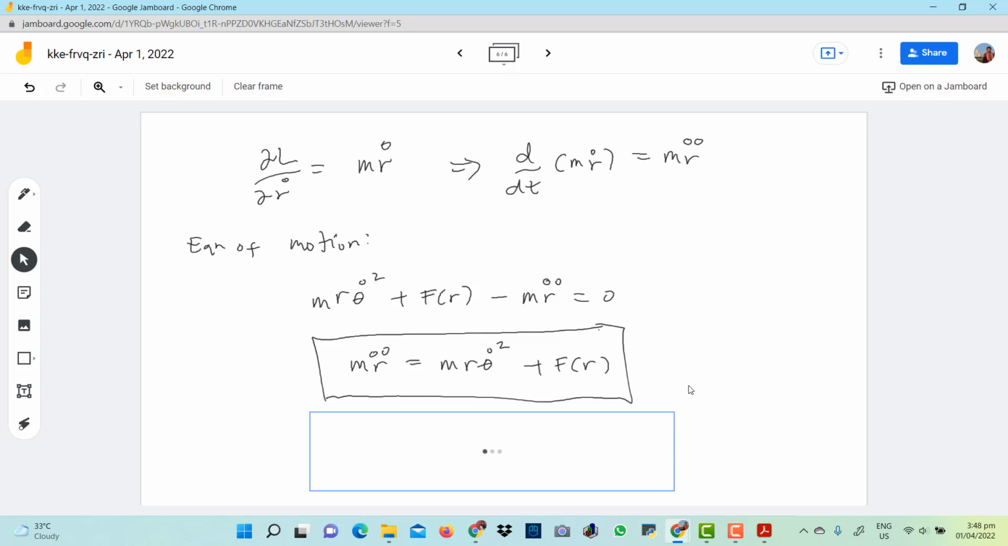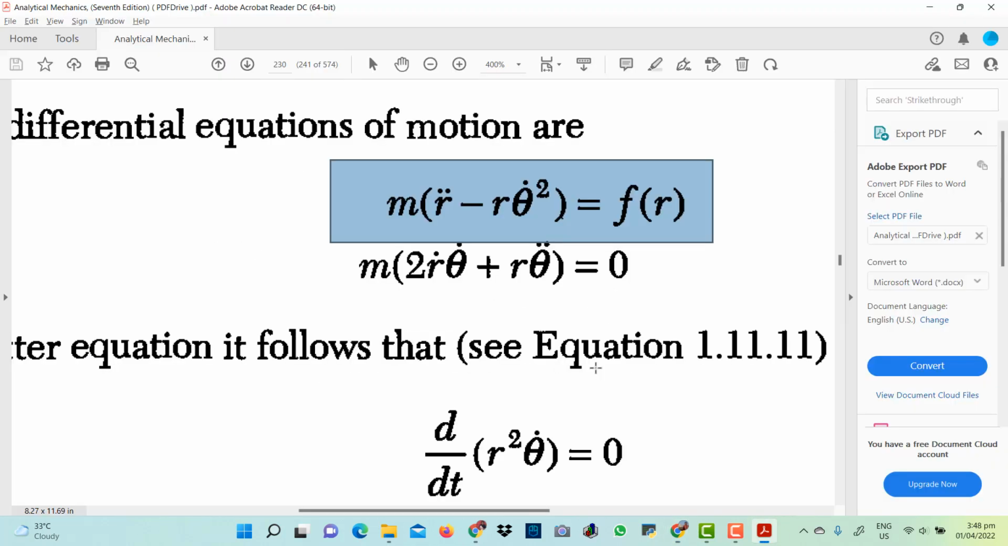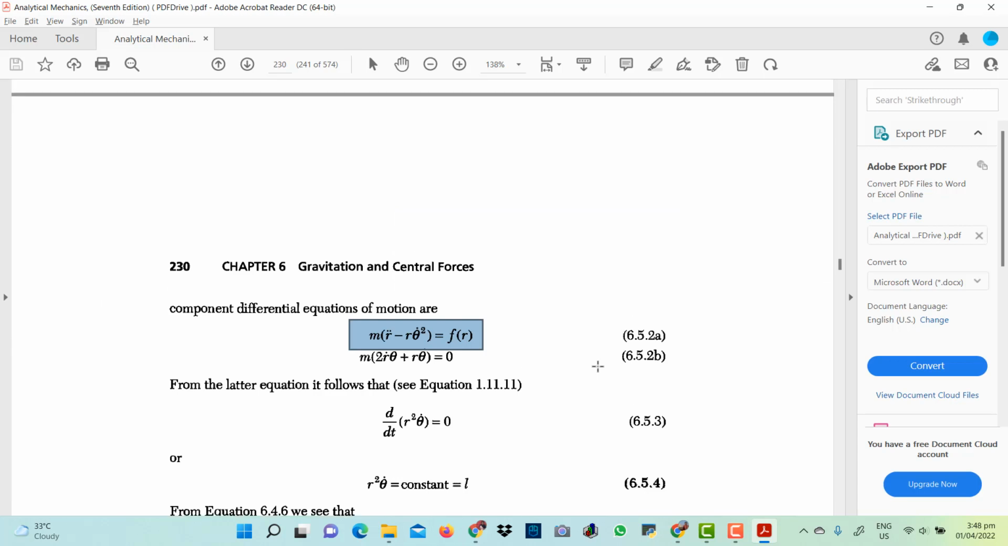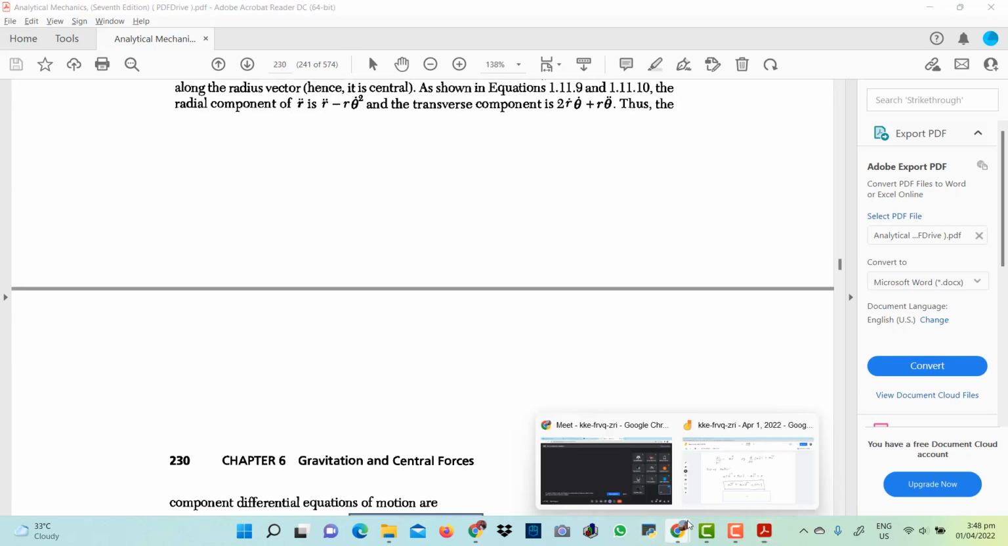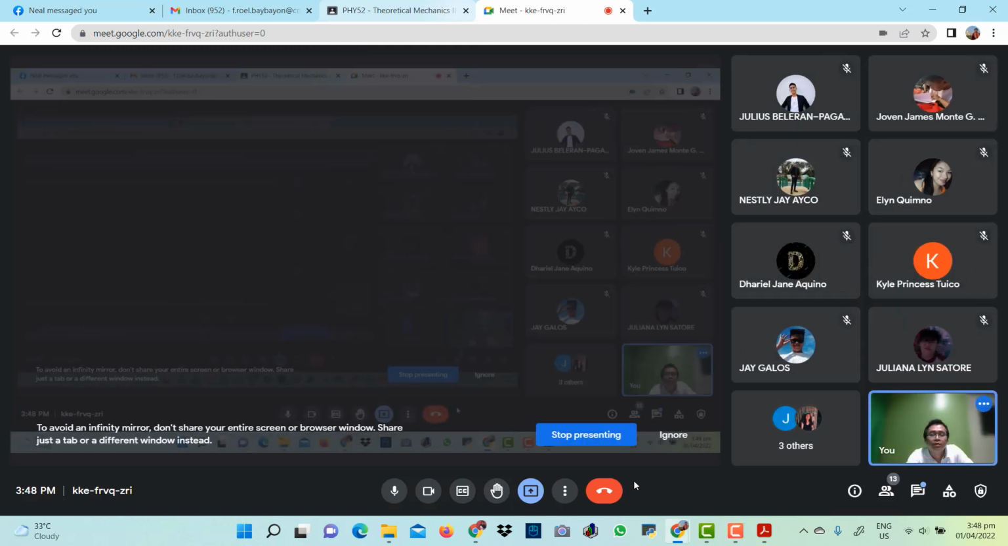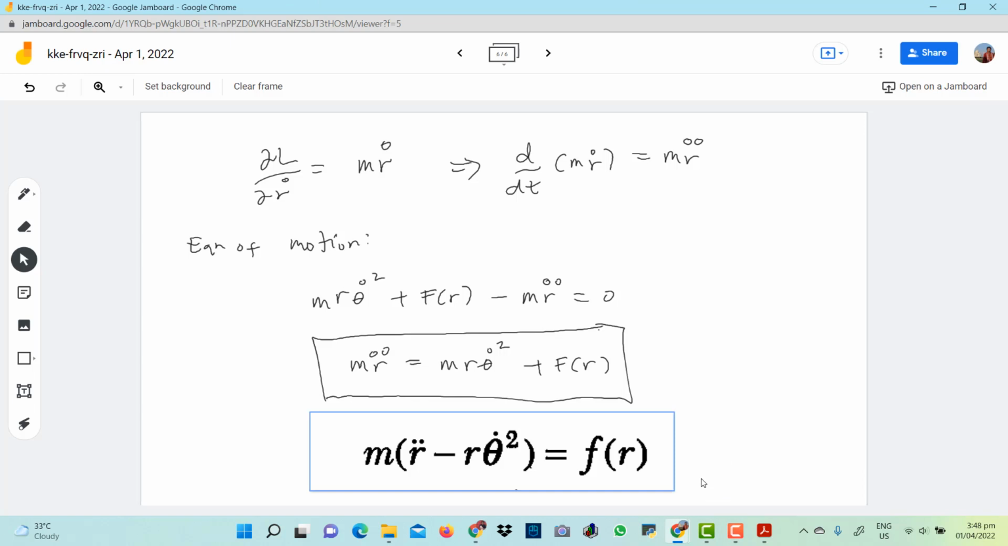The book did not derive it, since the derivation is long. Anyways, so yeah, that's it. For a single particle in a central force field, the equation of motion is equal to this one.